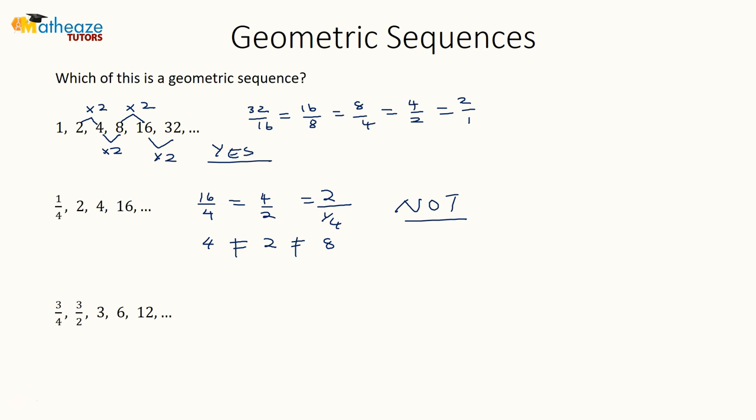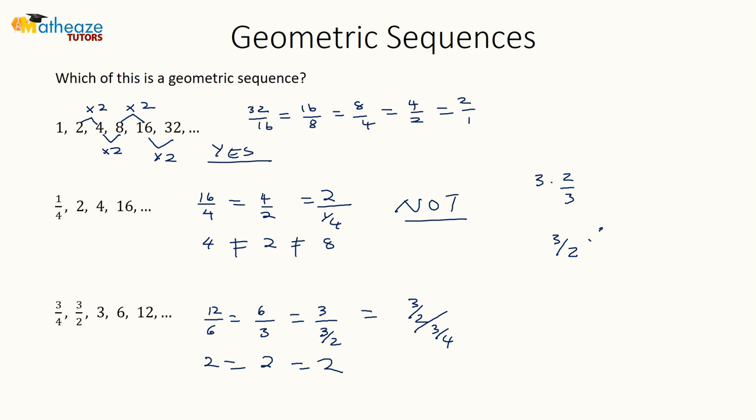Now let's look at this example here. 12 divided by 6 must be equal to 6 divided by 3, which must be equal to 3 divided by 3 over 2, which must be equal to 3 over 2 divided by 3 over 4. So 12 divided by 6 is 2, 6 divided by 3 is 2, 3 divided by 3 over 2 is 3 times 2 over 3, so this is 2. 3 over 2 divided by 3 over 4 is 4 divided by 2, so this is equal to 2. So this is a geometric sequence.